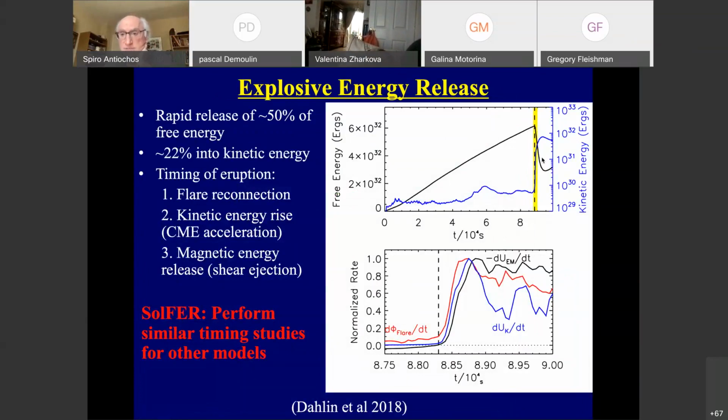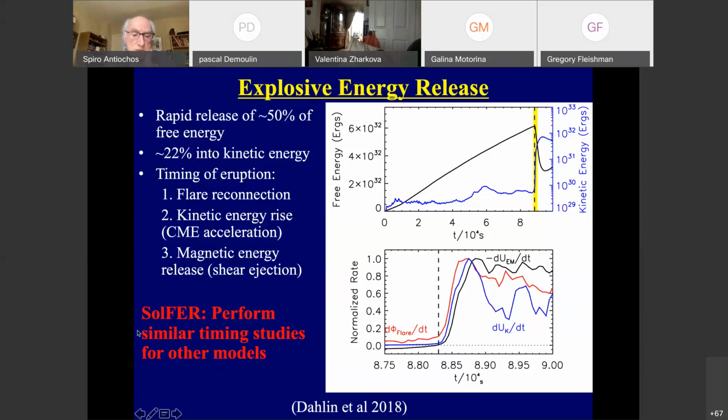And there's a catastrophic decrease when the eruption takes place. The kinetic energy shows rapid increase. But when he looks carefully at the various timings, he finds that this rapid rise in kinetic energy is preceded by the flare reconnection. So basically what happens is that for these kind of reconnection-driven eruptions, flare reconnection turns on first and helps drive the rapid acceleration of the CME.